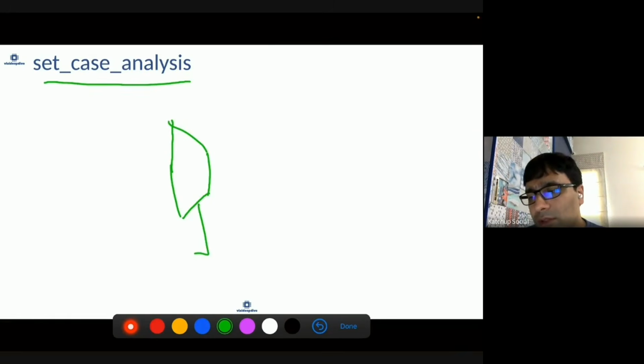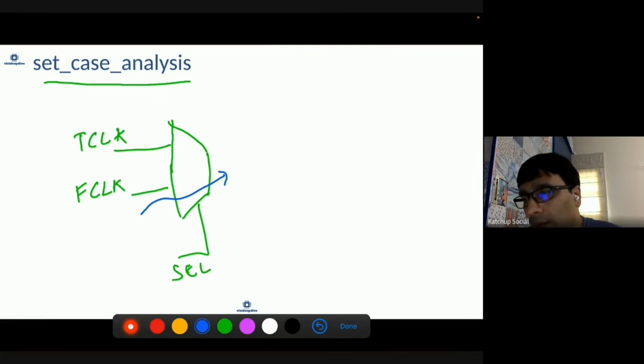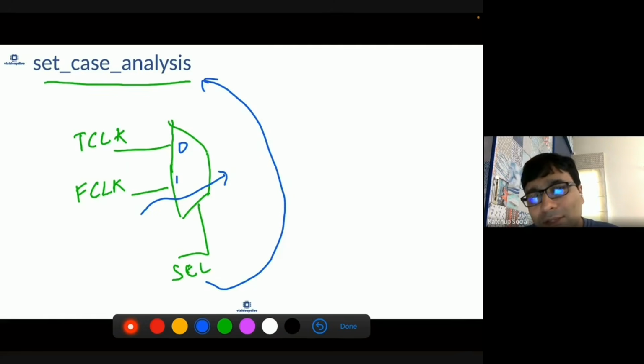For example, let's say you have a mux in the design, and there is a select on the mux. A test clock is coming to this mux, and a functional clock is also coming to this mux. Let's say you want to do analysis only in functional mode, so that only the functional clock should propagate. How can you do that? Using the set case analysis command. On this select line, you can apply set case analysis and tell it this select is 1.